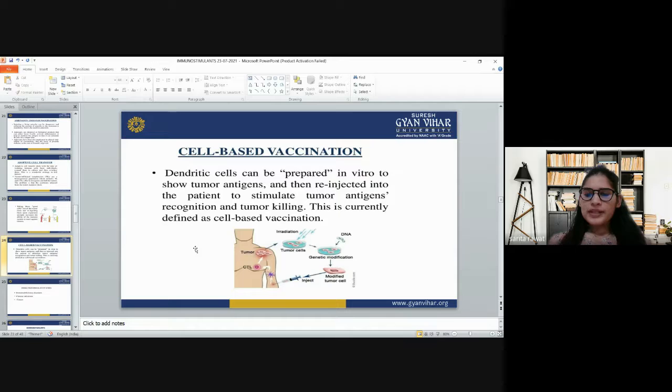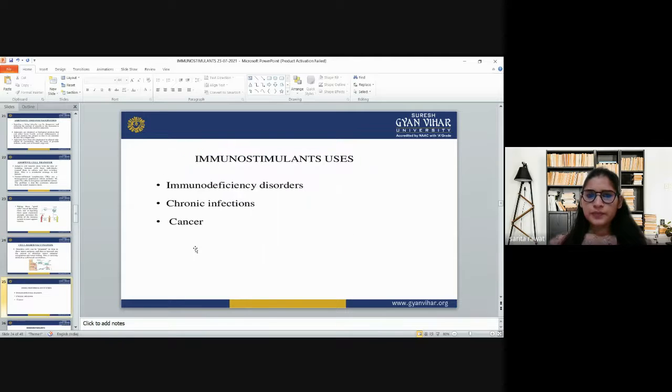Now, cell-based vaccinations. Dendritic cells can be prepared in vitro to show tumor antigens and then re-injected into the patient to stimulate tumor antigen recognition and tumor killing. So, this is currently defined as cell-based vaccination.